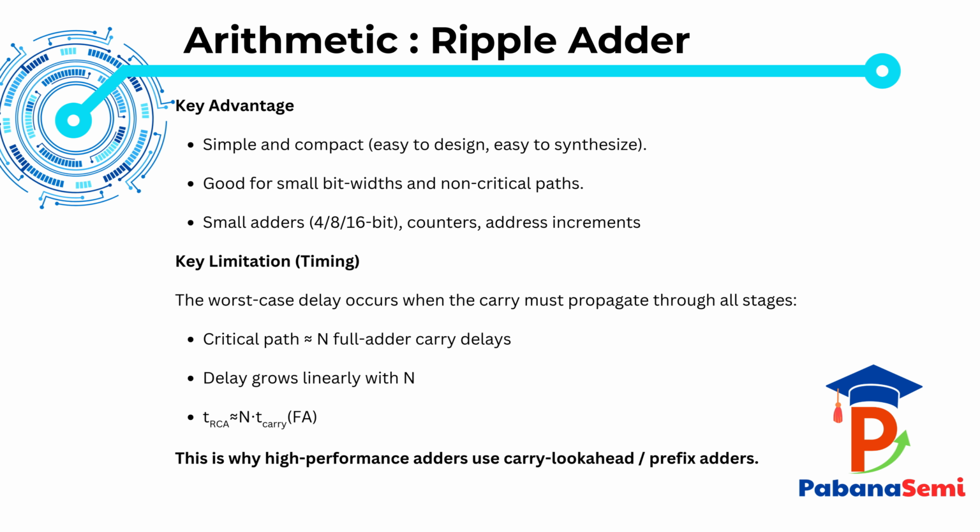The main limitation is timing. In the worst case, the carry has to propagate through every full adder stage from the least significant bit all the way to the most significant bit. That means the critical path is roughly n full adder carry delays, and the delay increases linearly with n, which we write as T_RCA equals n times t_carry of a full adder. That is why high-performance designs typically move to faster structures like carry look-ahead or prefix adders.